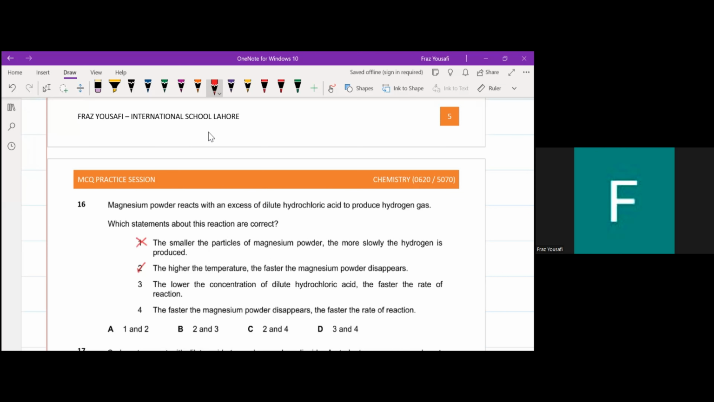Three, the lower the concentration of dilute hydrochloric acid, the faster the rate of reaction. All right, again, wrong. The higher the concentration, we want more ions to be present in a smaller volume, not less ions. So the moment it said lower concentration, you immediately eliminated it. Number 4, the faster the magnesium powder disappears, the faster the rate of reaction. That is absolutely correct. The more rapidly that we see the solid go away, the more rapidly the reaction is occurring. So the answer is C, 2 and 4.